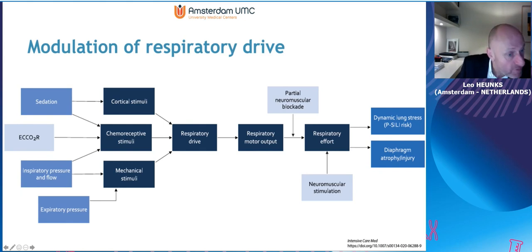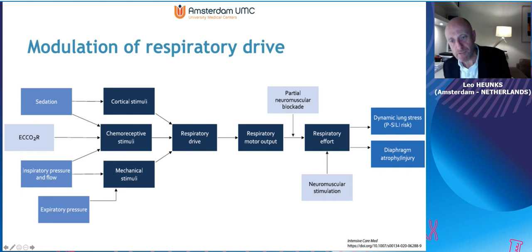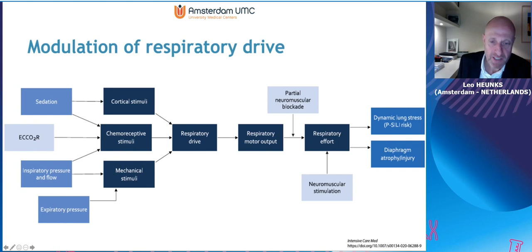And more invasive, or perhaps more experimental, changing pH can be done with extracorporeal CO2 removal or ECMO. So modulating the input of the respiratory centers affects respiratory drive, which affects the output of the respiratory centers, and as such modulates respiratory effort. This decreases the risk of dynamic lung stress and diaphragm atrophy and injury.